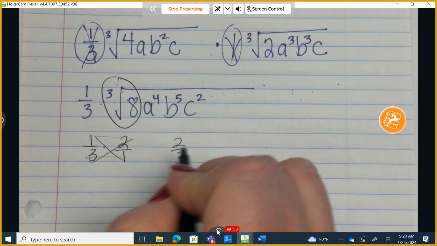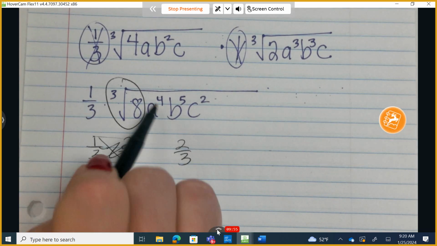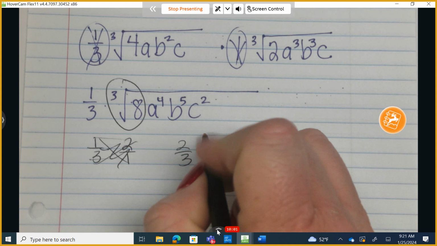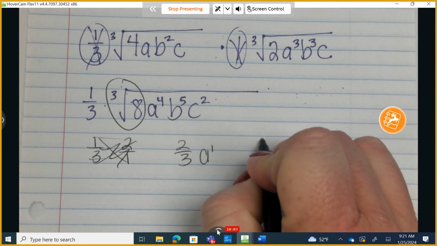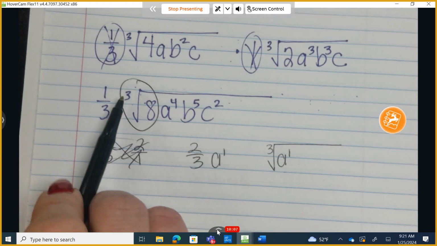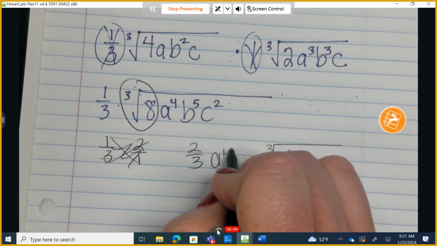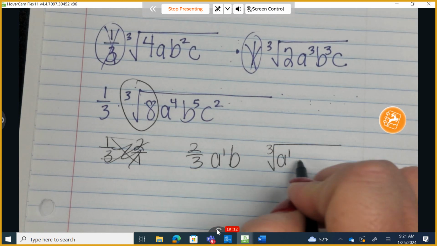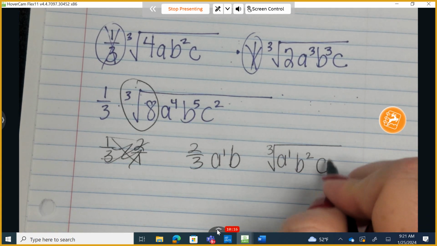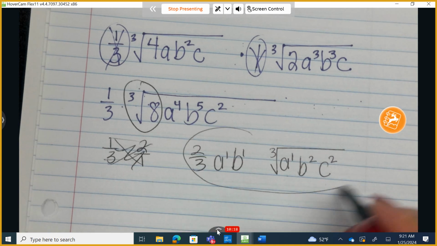So I have 2/3. Now, how many groups of 3 can I take out of 4? How many full groups? A little bit louder. 1 full group. So I can take 1 group out, but there's a remainder of how many? There is a remainder of 1. How many full groups of 3 can you take out of 5? 1 group. There's a remainder of 2. How many groups of 3 can you take out of 2? None. This would be my final answer.